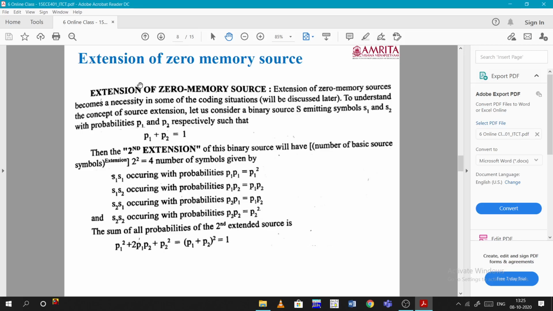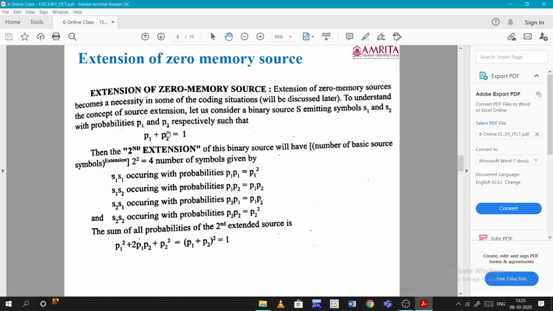Now coming to the extension of this, if you take two bits, for example s1 s1, s1 s2, s2 s1, s2 s2, these are the combinations for two symbols, right? So if you take two bits as one certain symbol, a pair, or you can take 3, 4 like that, this is the second extension, third extension, and so on. So basically this is the extension of a zero memory source.